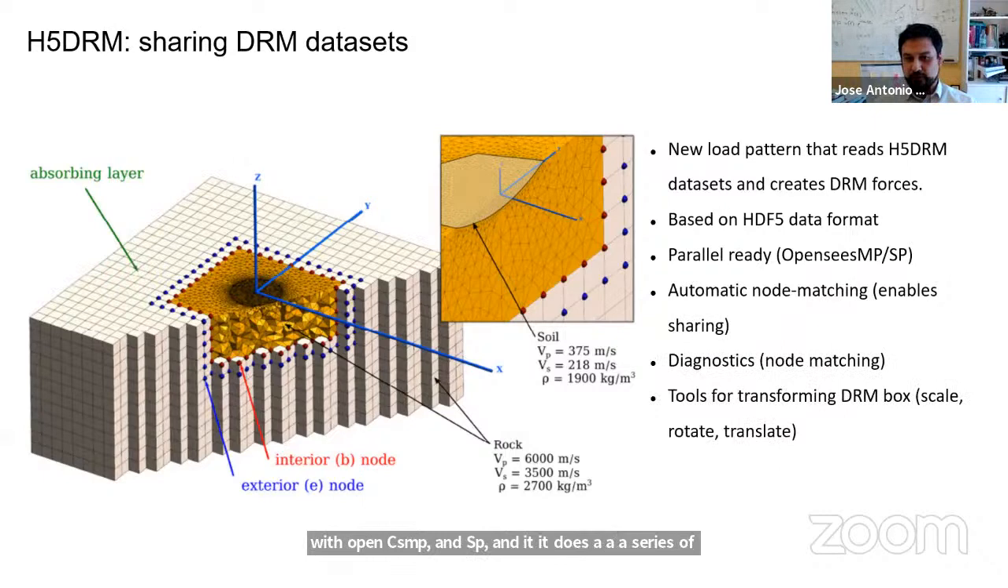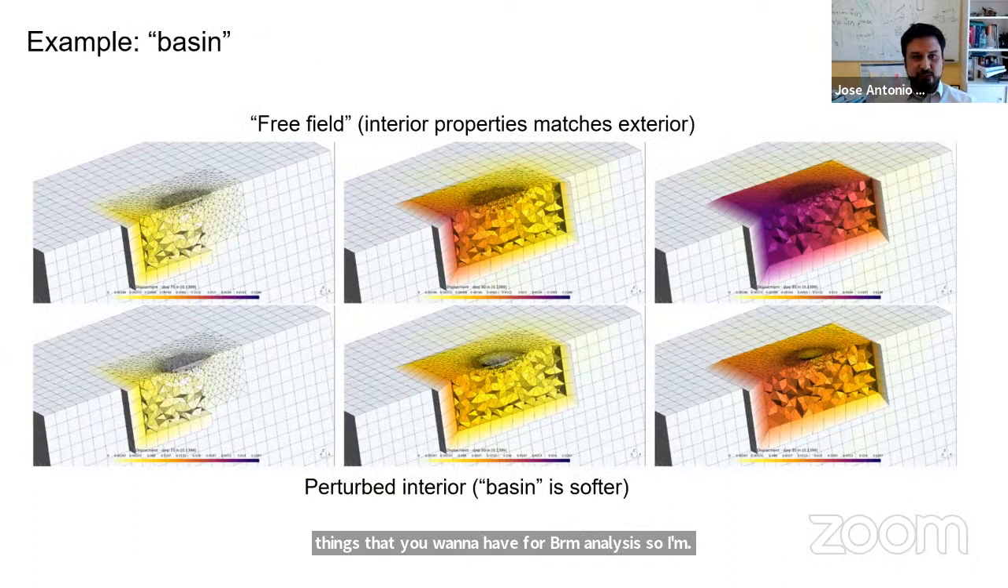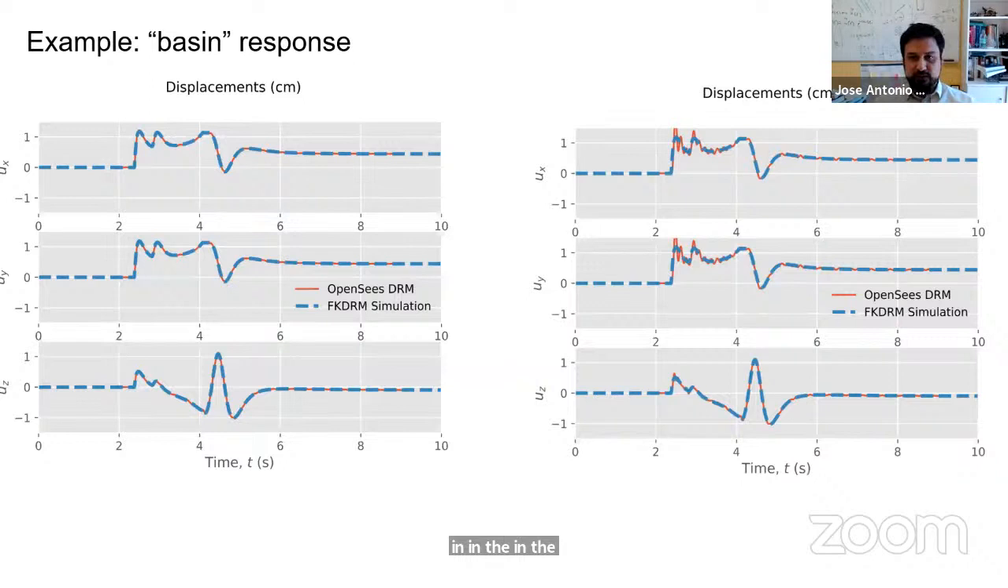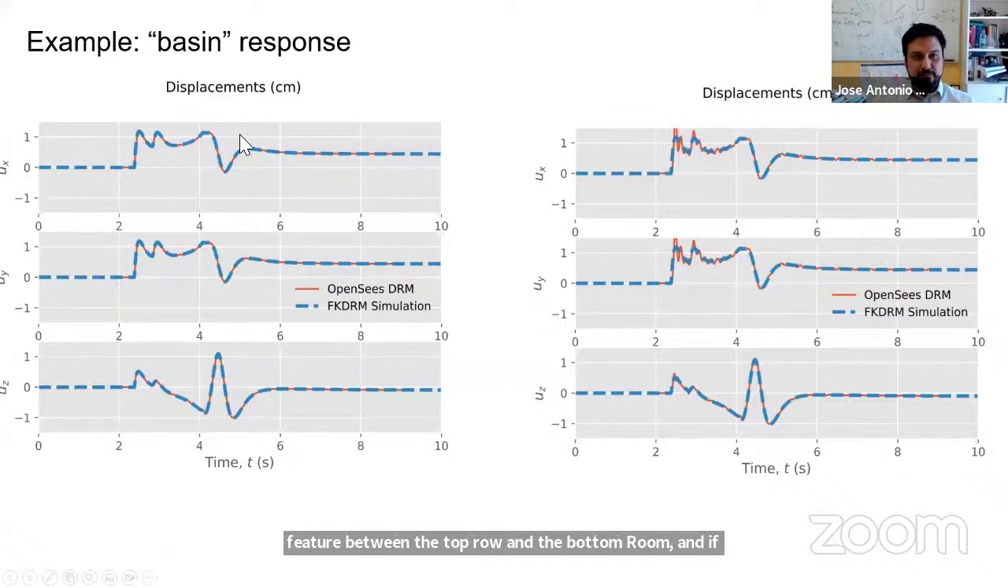These are the results of the basin. So basically at the top, you always want to have a free field model where you can replicate the motions that you had from your data set. And then you want to have the model with the feature. And so you can see there's some difference in motion between the top row and the bottom row. And if you look at responses at the middle of the domain, you can see that the FK DRM simulation, which is the dashed line, matches perfectly the OpenSees DRM simulation, which uses the DRM input.